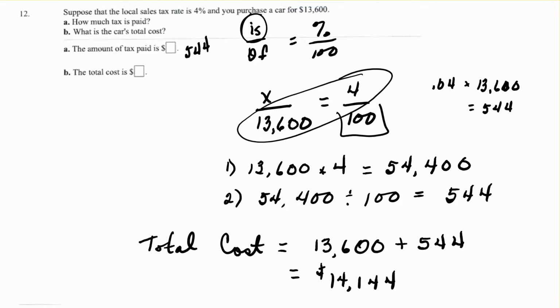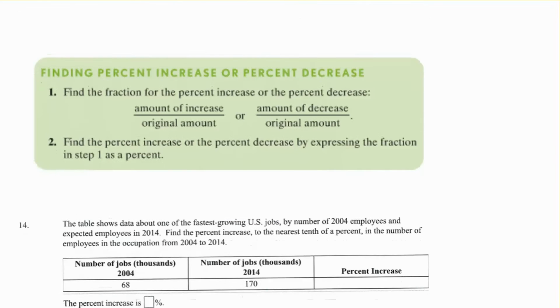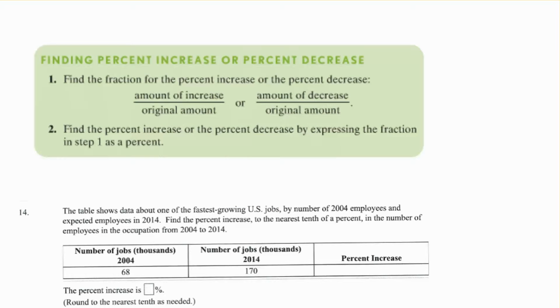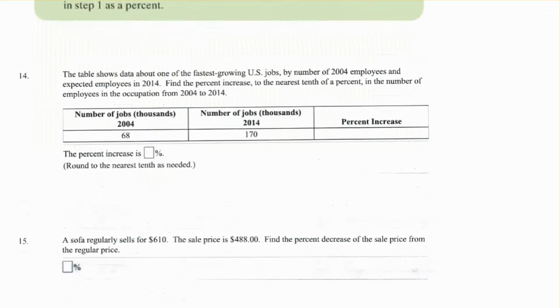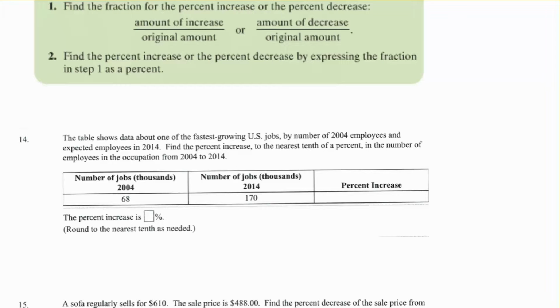All right, the last part of our lesson is on percent of increase or decrease. Now, it works the same way whether you are increasing or decreasing. Okay, what you do is you find the fraction for the percent of increase or the percent of decrease. First, you find a fraction, and then you change the fraction to a percent. Okay, now how do you find the fraction? You take the amount of increase or the amount of decrease and divide it by, and this is important, the original amount. The original.